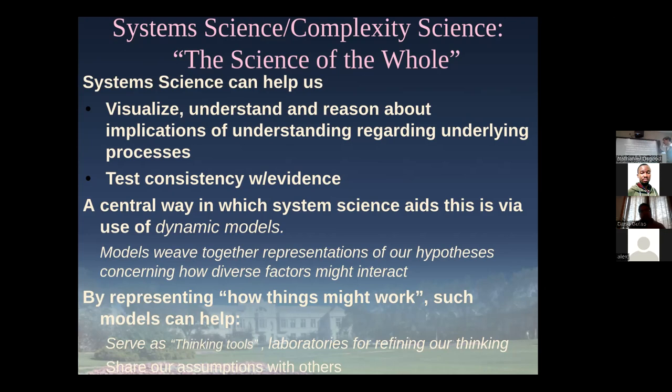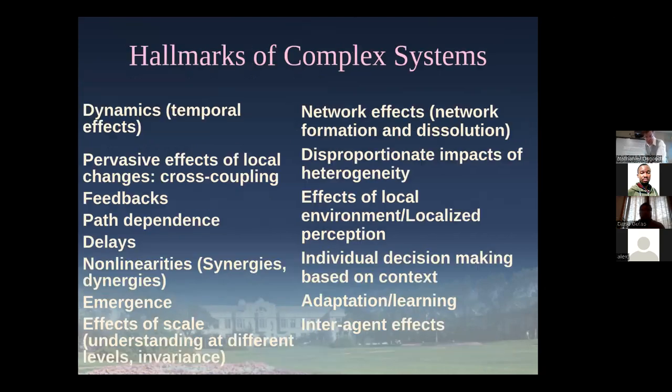System science can help us visualize, understand, and reason about the implications regarding processes in the world. It can help us test consistency with evidence. And really, a central way system science achieves this is through dynamic models. These models help us represent how things might work or how things could work, in a way that serves as thinking tools and labs for refining our thinking and for sharing our assumptions with others and inviting critique.